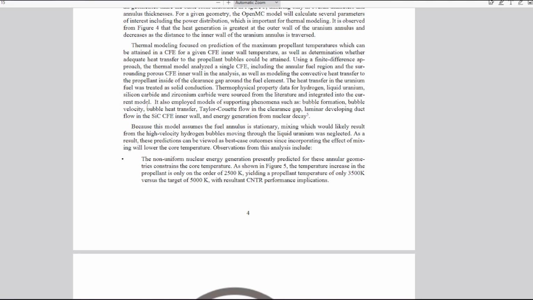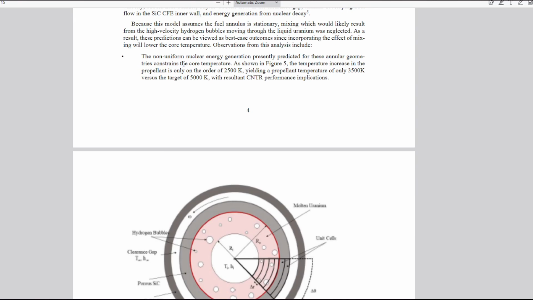Now they go into their model, and their model here assumes that the whole thing is stationary. Mixing, which would likely result from the high velocity hydrogen bubbles moving through the liquid uranium, was neglected. Okay, but it's stationary, so you can't do that. You can't figure out whether this all stays safe. And when it's stationary, you can't convey the same amount of heat to the propellant. So the temperature increase in the propellant is only on the order of 2,500 Kelvin, and the total propellant temperature 3,500 Kelvin versus the target of 5,000.